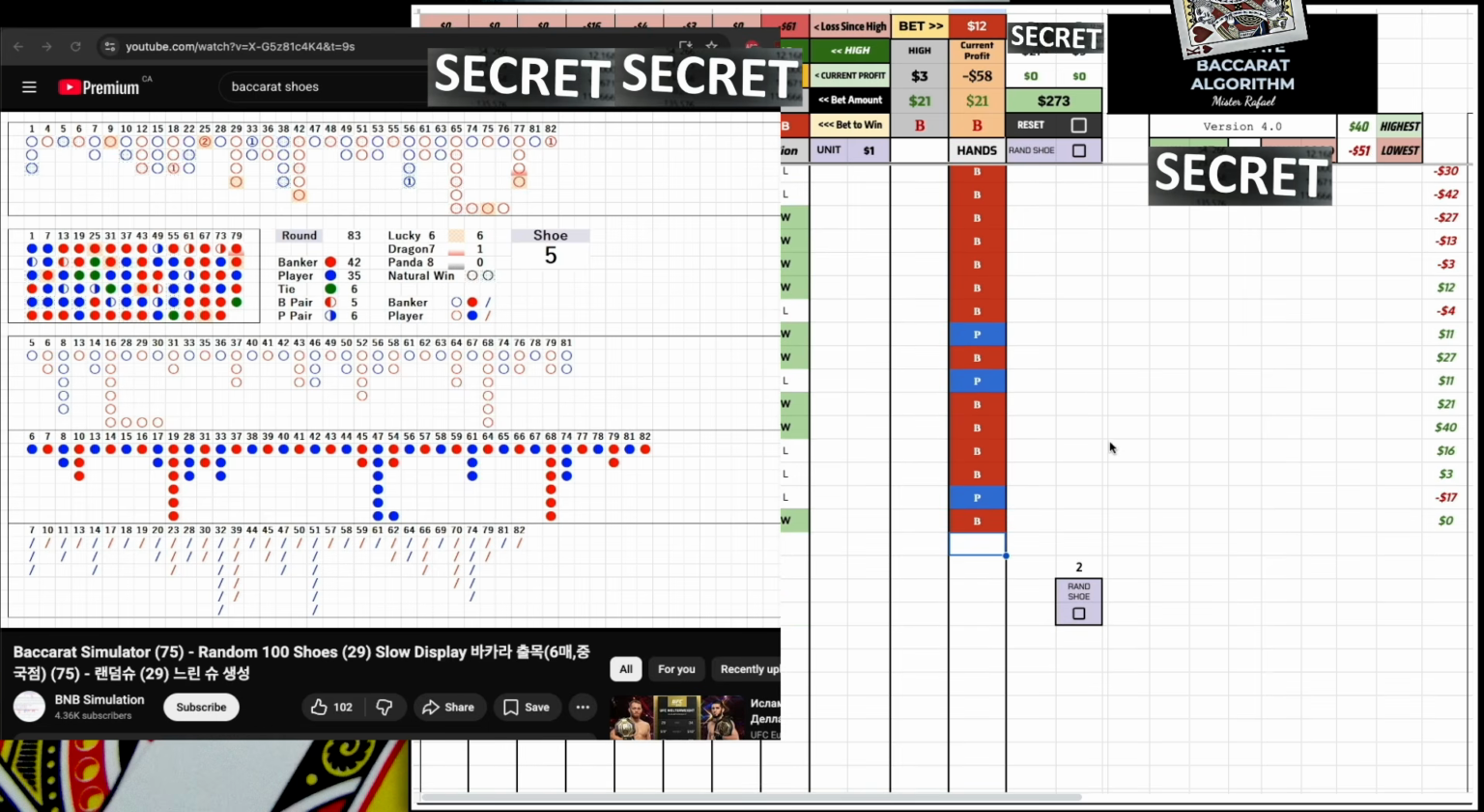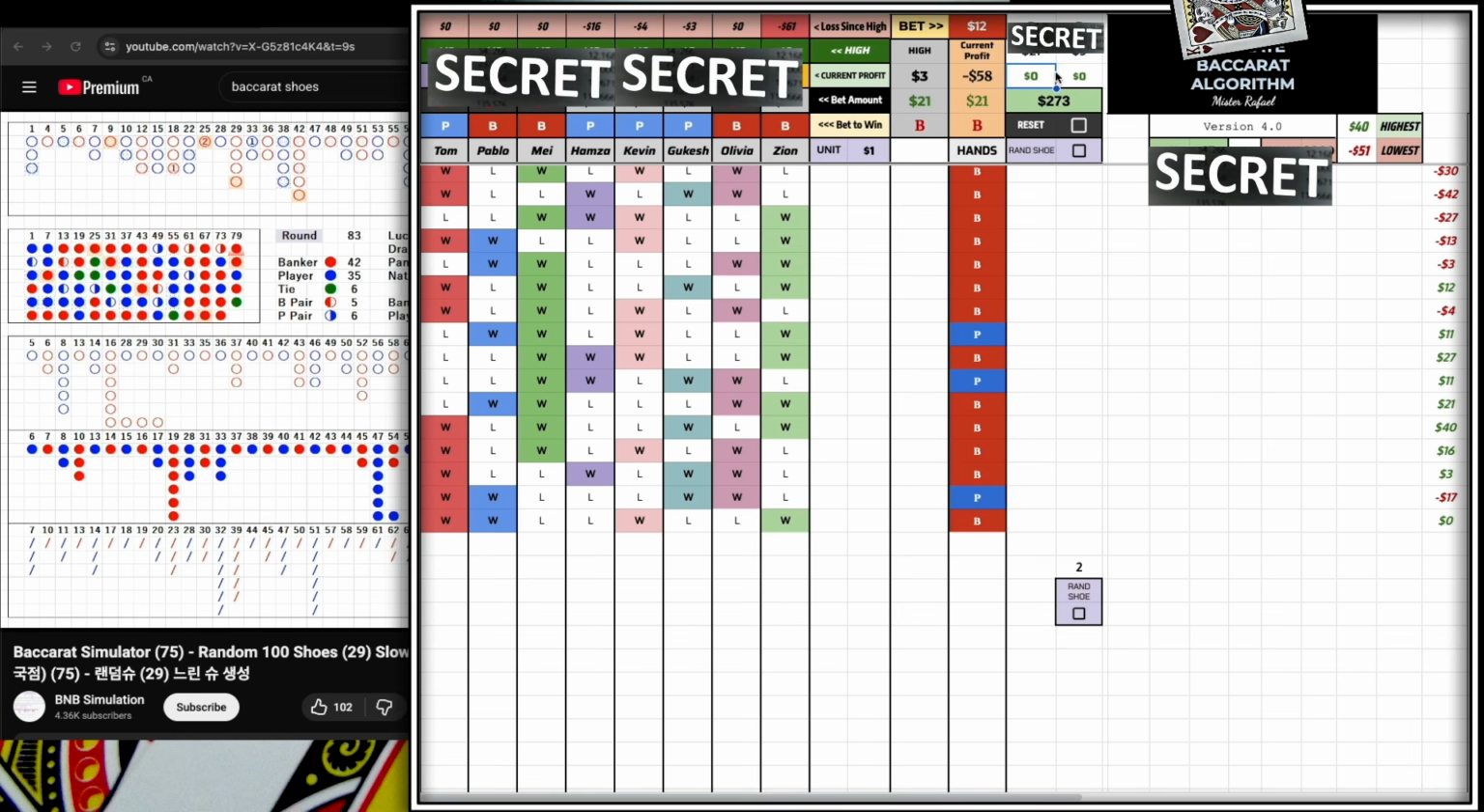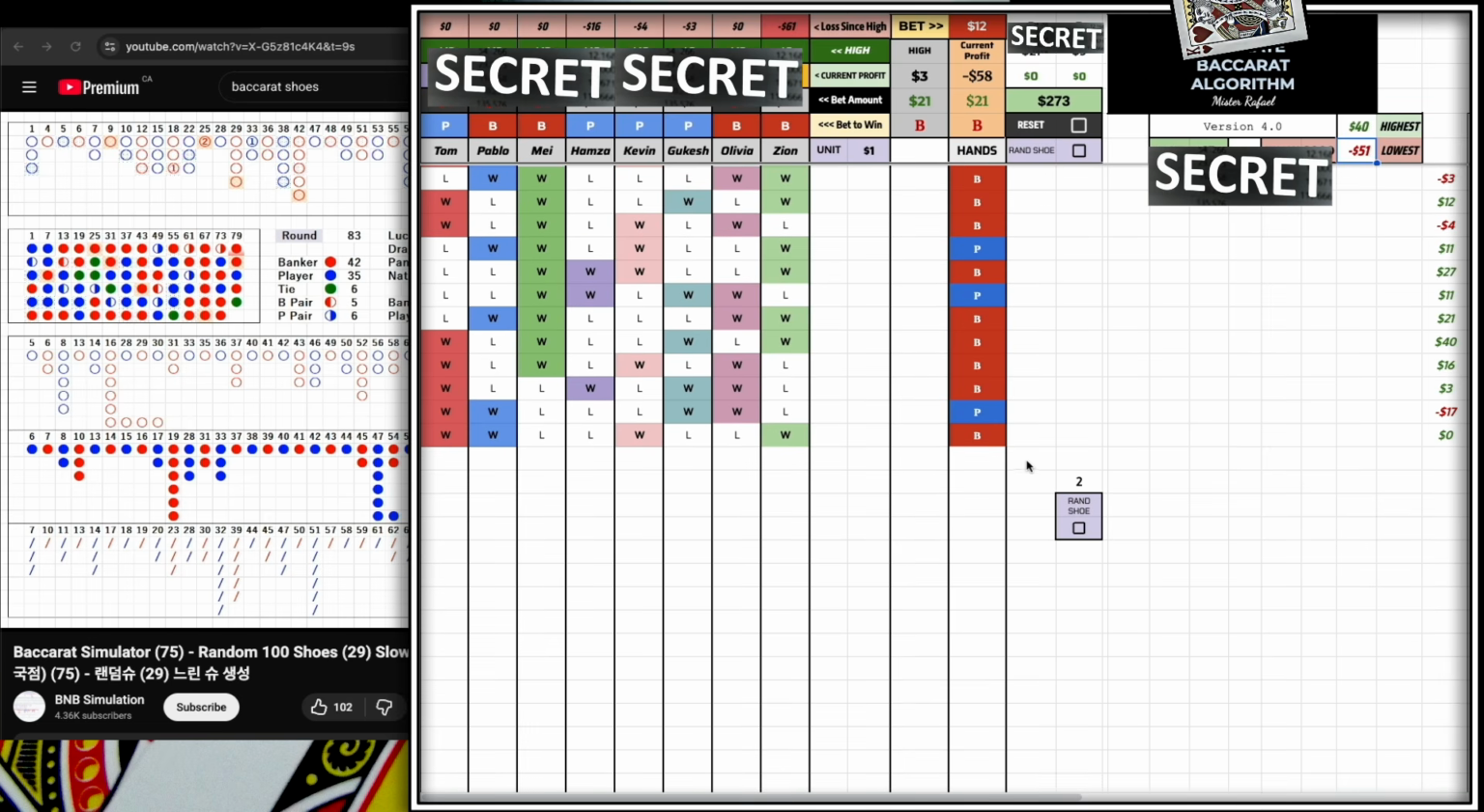Wow, we're currently sitting at neutral, 0. Next bet is $12 on banker. Highest profit was $40. Biggest drawdown, minus 51. All right, next shoe is shoe number 6. Let's go here.